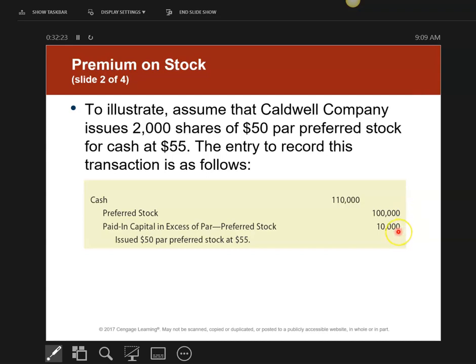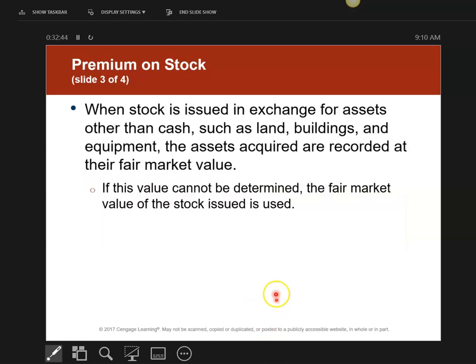Okay? So anything over par will go into what we call the paid in capital in excess of par preferred stock. If this said common stock, this would say common stock. So I'll have a separate one for each type of stock. Now, sometimes I might issue stock in exchange for other things like land or building. Okay, so we have to be careful, and we have to record them at fair market value.